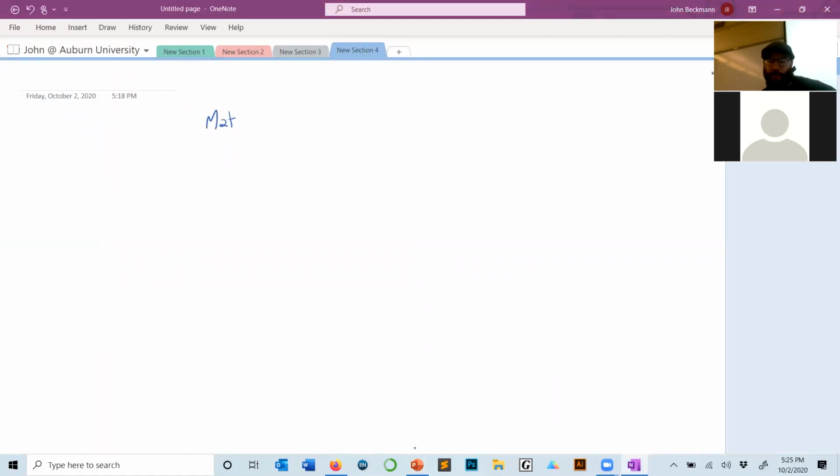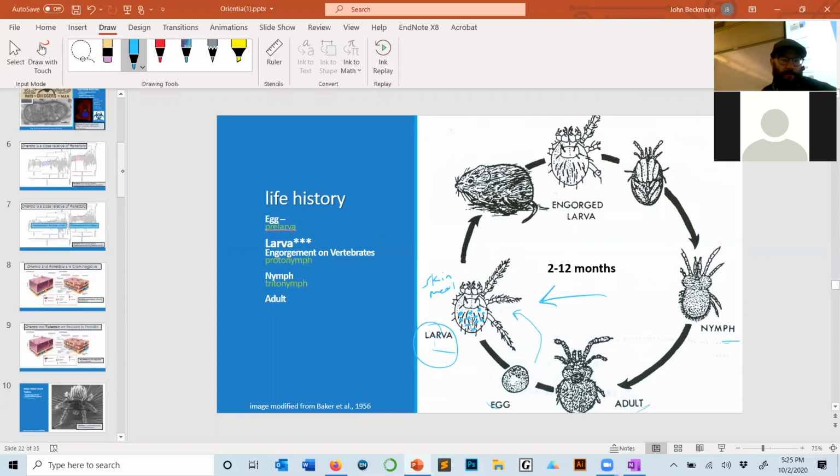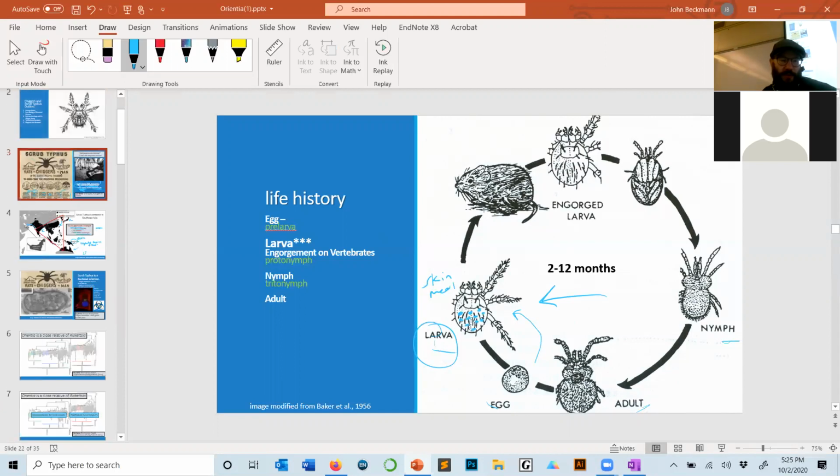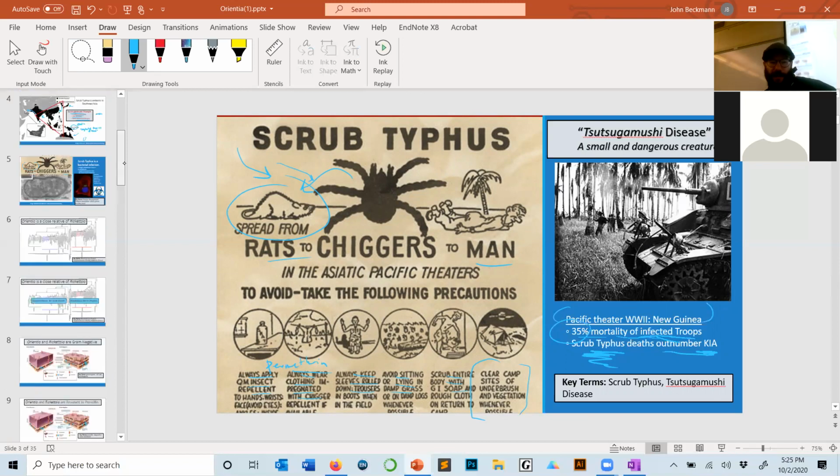So actually, if we look at this figure, if this is truly from World War II, in World War II, they had this completely wrong. They thought that rats were like this reservoir, and then chiggers bite the rat, and then the diseases spread from rats to man, in a sense that they thought it was like a zoonosis. That's not what happens according to our understanding today.